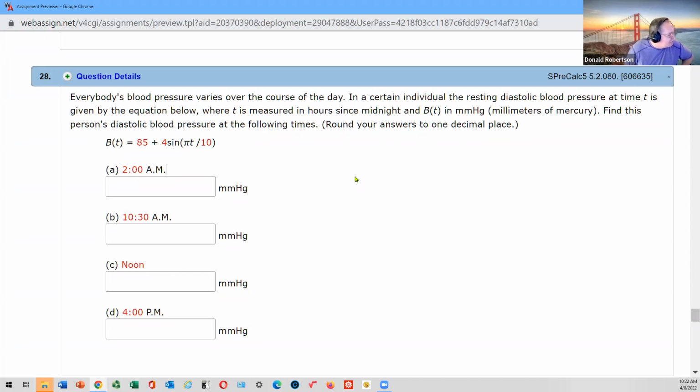And the time is measured since midnight. So basically, isn't 2 a.m. just another way of saying t is 2, right? And noon would be another way of saying t is 12, right? And 4 p.m. would be t is 16, right? Does that make sense?